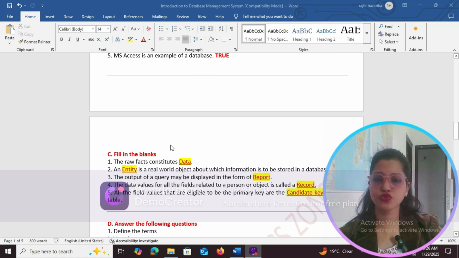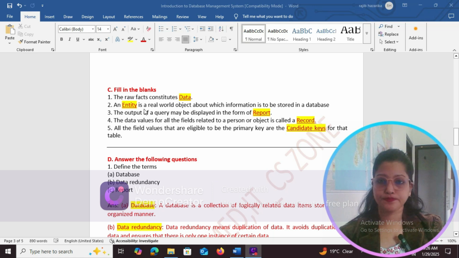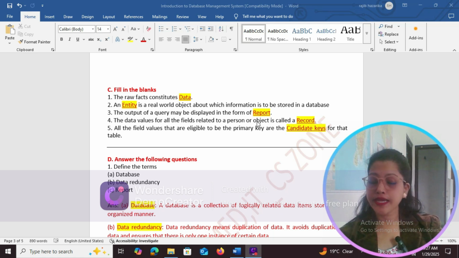Okay, it is true. Then fill in the blanks. The words that I have highlighted here are the blank areas. So the raw facts constitute what? They constitute data. An entity is a real world object about which information is to be stored in a database. Third question, the output of a query may be displayed in the form of report. So the output is displayed in the form of reports.